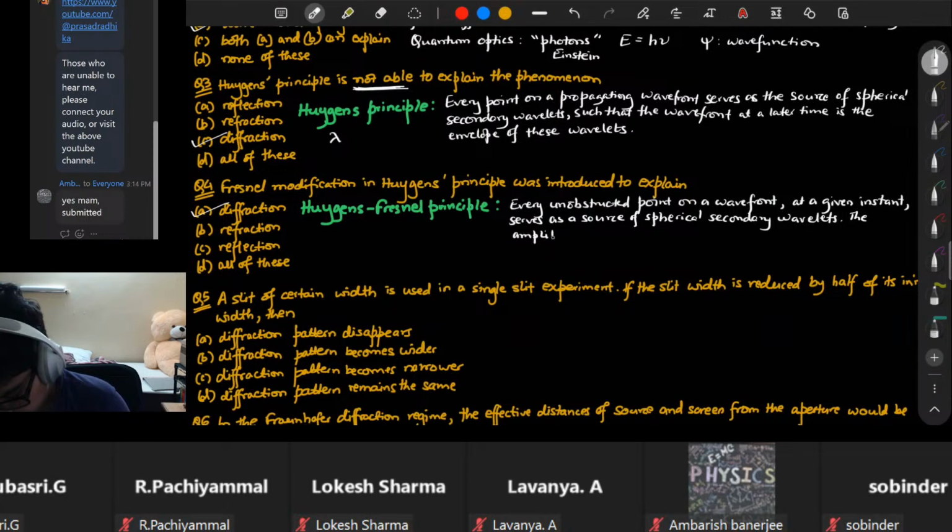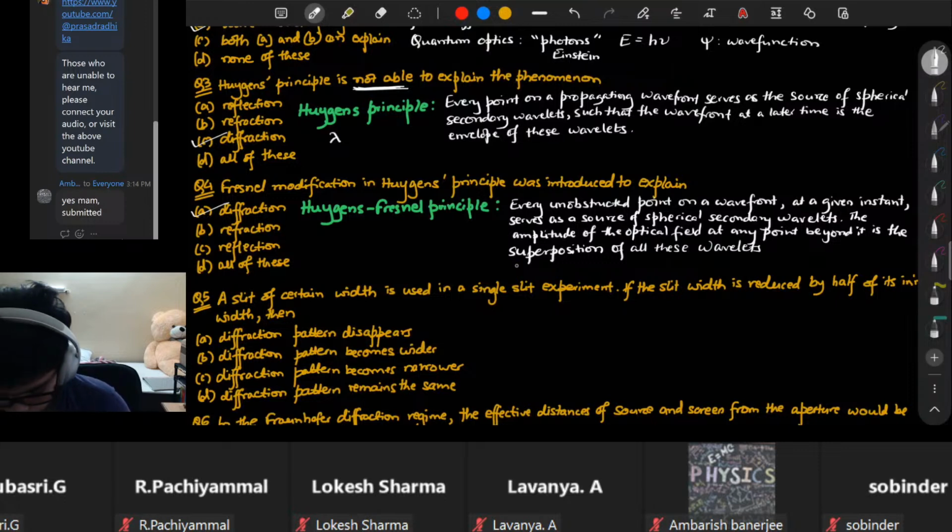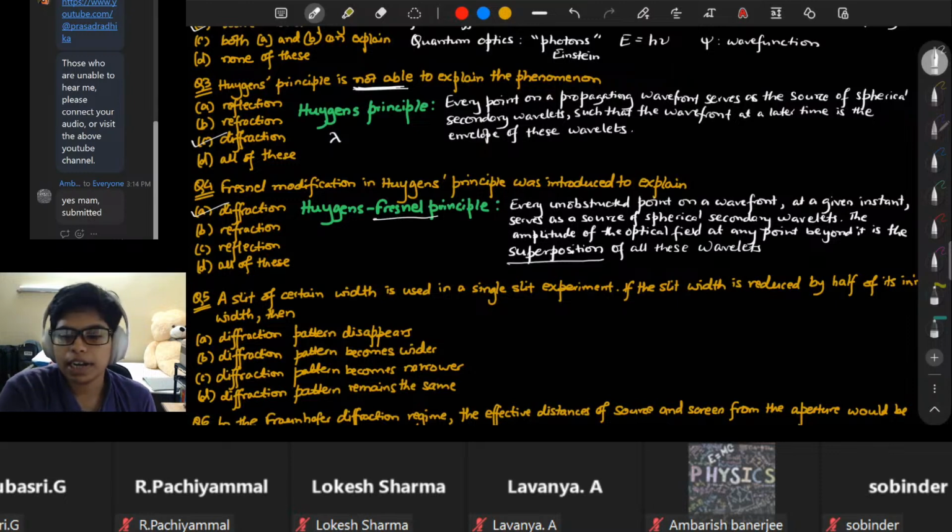The amplitude of the optical field at any point beyond it is the superposition. The superposition is the key word over here. Is the superposition of all these secondary wavelets. So this superposition was the addition by Fresnel. So now the Huygens-Fresnel principle can be used to explain all kinds of interference effects.